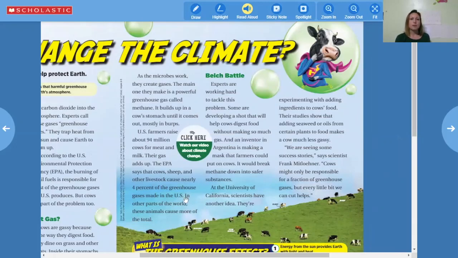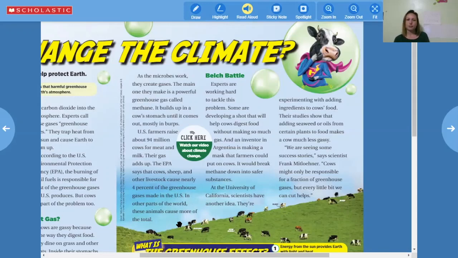U.S. farmers raise about 94 million cows for meat and milk. Their gas adds up. The EPA says that cows, sheep, and other livestock cause nearly 4% of the greenhouse gases made in the U.S. In other parts of the world, these animals cause more of the total.